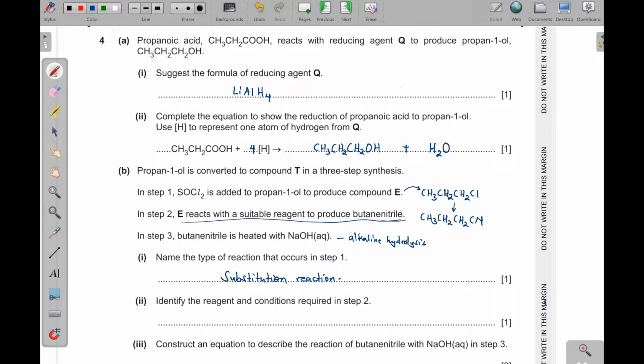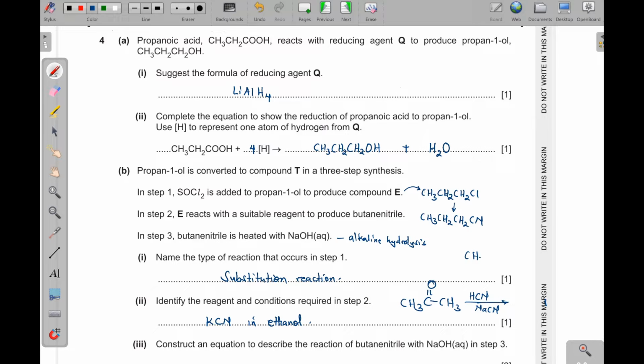And then next, Roman 2, identify the reagent and conditions required in step 2. In step 2, we are seeing butane nitrile. So we shall need, let's say, potassium cyanide in ethanol, because if you are just using hydrogen cyanide, this one we use when we are reacting carbonyls with hydrogen cyanide, and then we put trace amounts of sodium or potassium cyanide, we form what we call hydroxy nitriles.